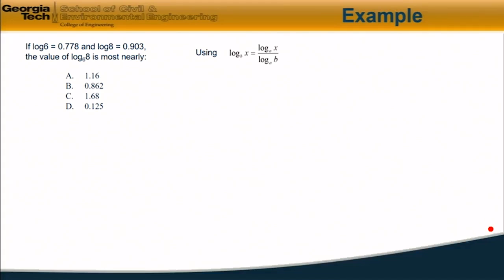So we use our general equation for converting between bases. log b of x is equal to log a of x divided by log a of b. So in this case we have log b of x is equal to log 10 of x divided by log 10 of b, where x and b are the two values that were given. So logarithm to the base 6 of 8 equals log to the base 10 of 8 divided by log to the base 10 of 6, which is equal to the given values of 0.903 divided by 0.778, which is equal to 1.161. So the closest answer is A. And this concludes our discussion of logarithms.